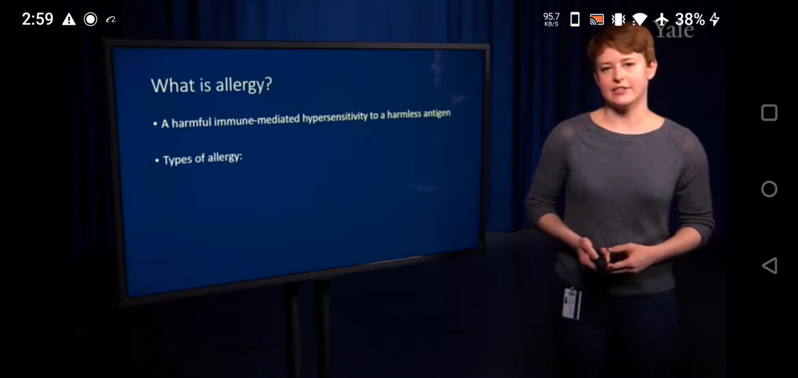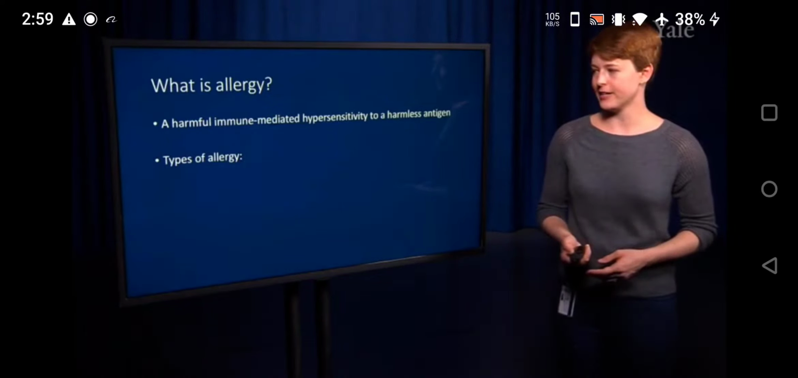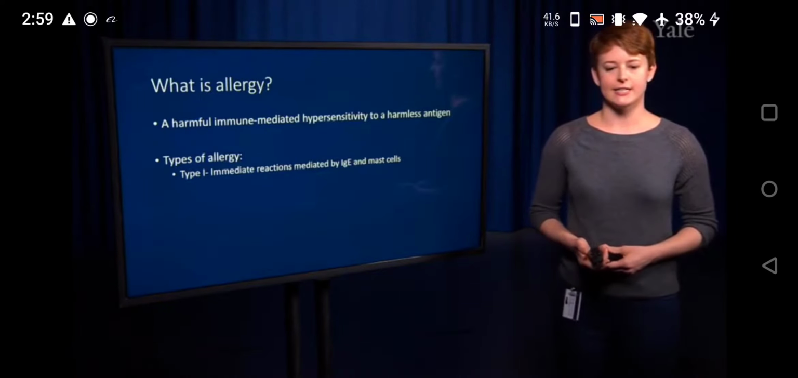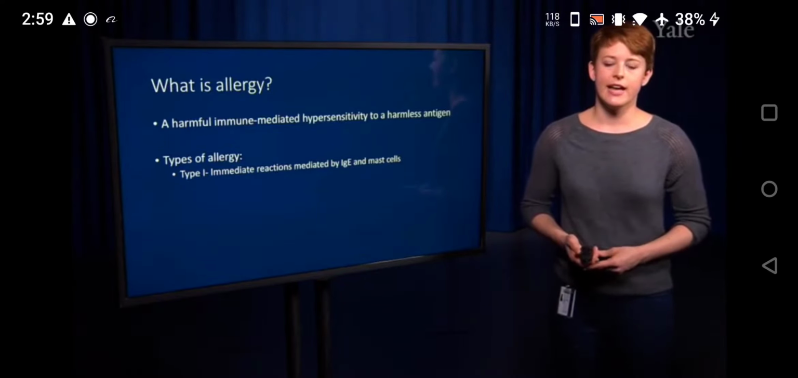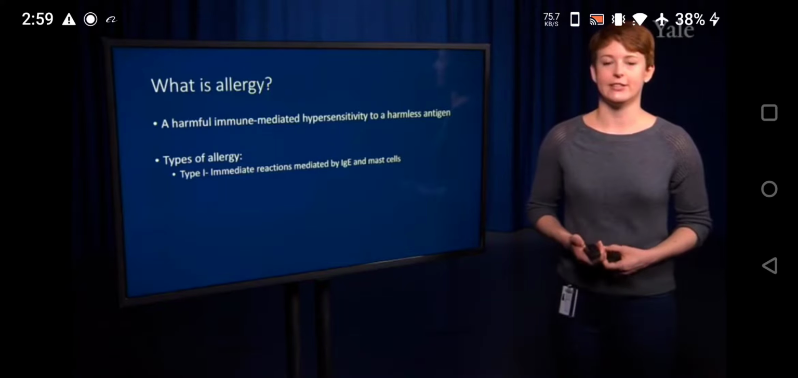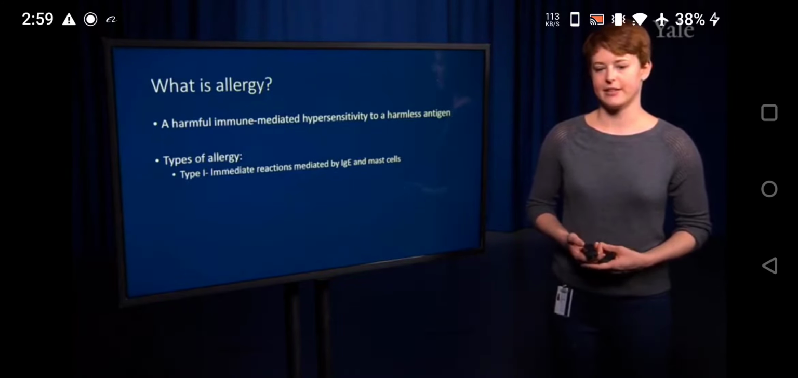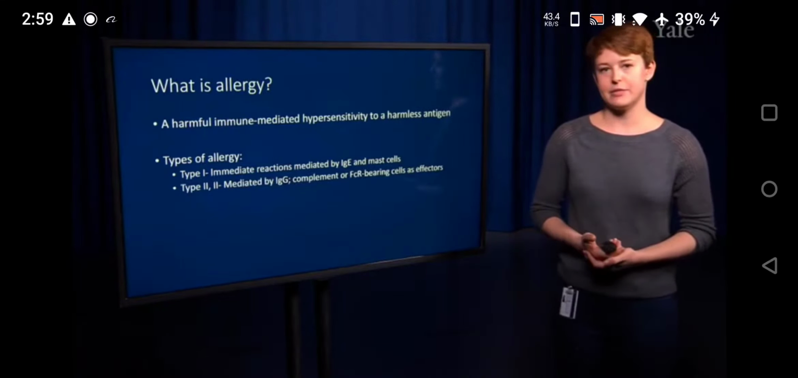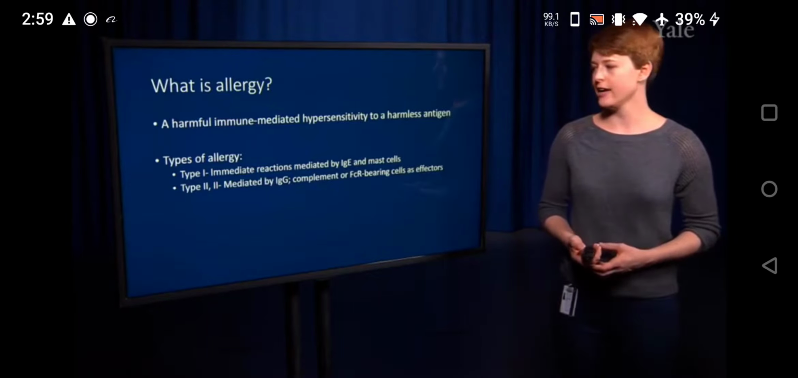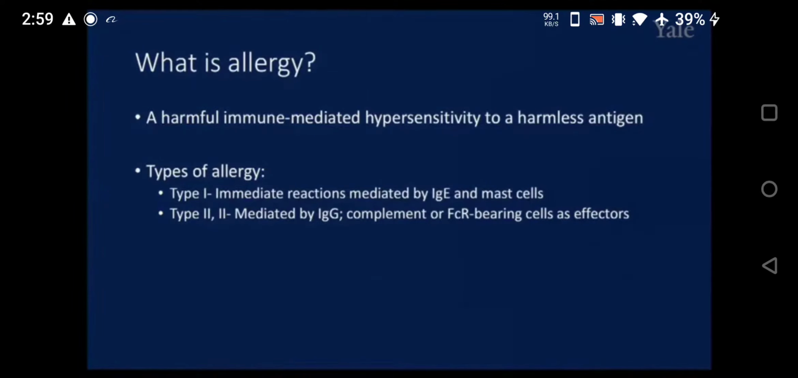So there are a couple different types of allergy. First, we have type 1, which is your immediate reactions mediated by IgE and by mast cells. And these are really the stereotypical allergic responses that you guys are probably familiar with, and we'll be focusing mainly on these today. We'll also talk about type 2 and type 3 allergy, and these are not mediated by IgE. They're actually mediated by other antibodies, primarily IgG, and they also can involve complement or effector functions after those antibodies bind to their Fc receptors.